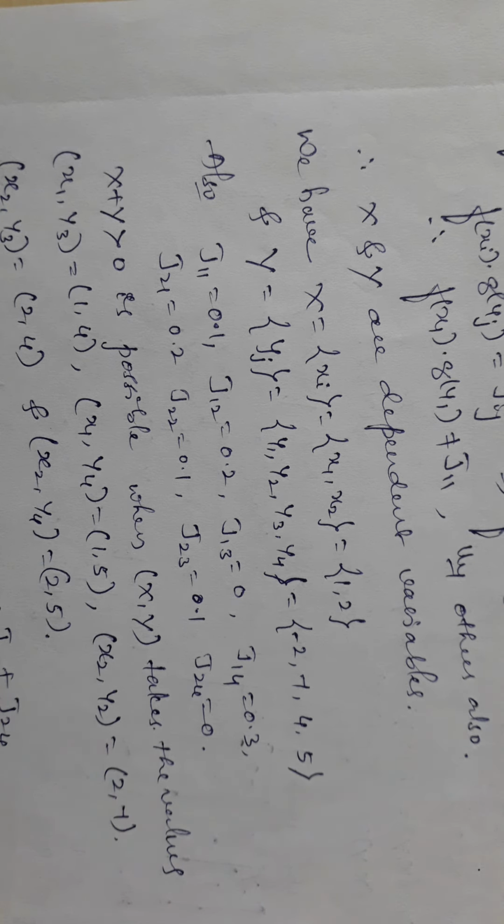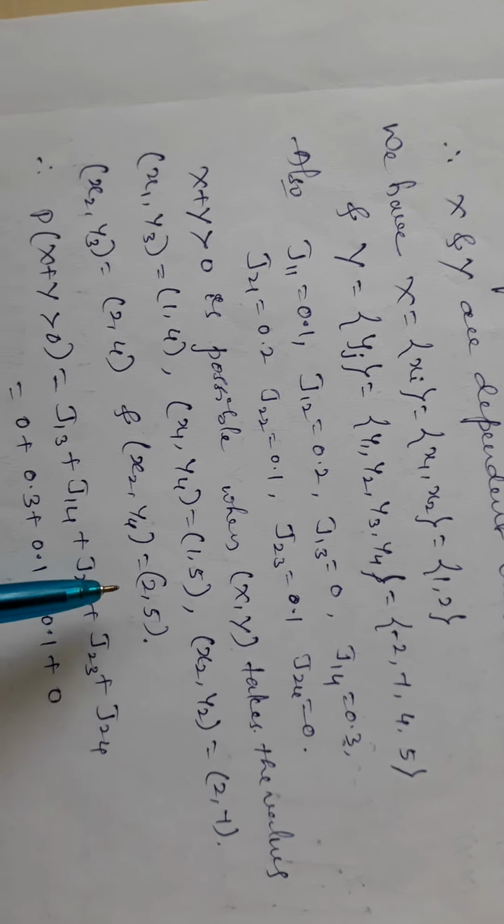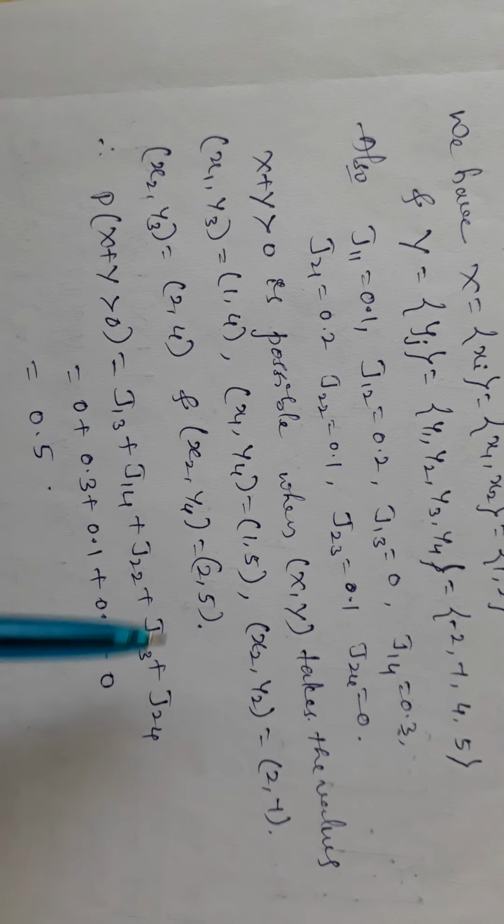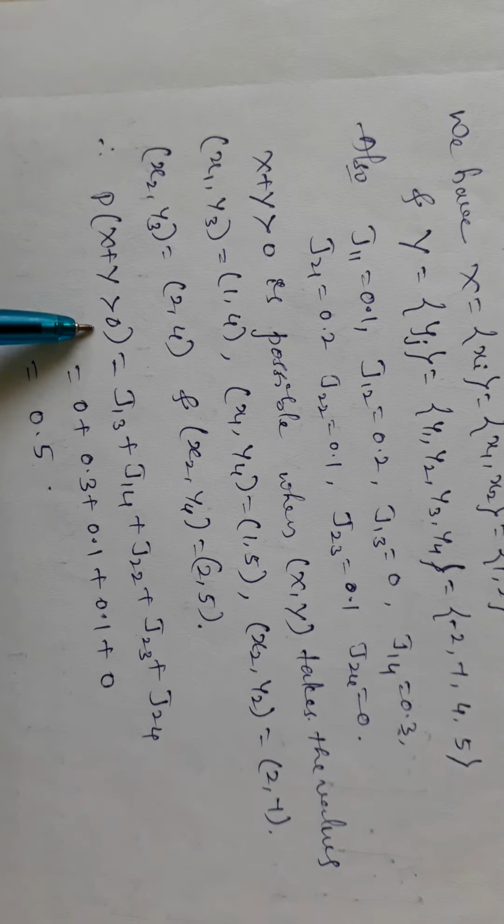Now, therefore, P of x plus y greater than 0 is equal to x1 y3, that is j13, plus x1 y4, that is j14, plus x2 y2, that is j22, plus x2 y3, that is j23, and x2 y4, that is j24. From the table values, substituting these and simplifying, we get the answer 0.5. This is the probability that x plus y is positive.